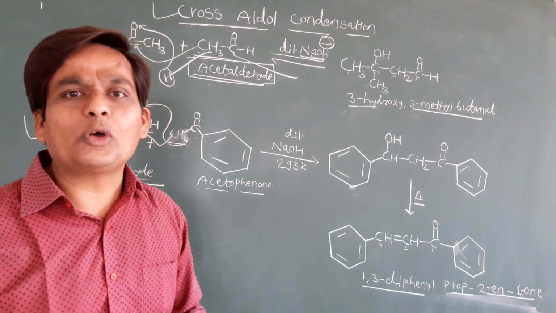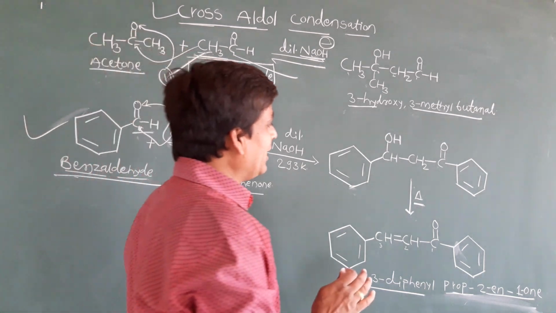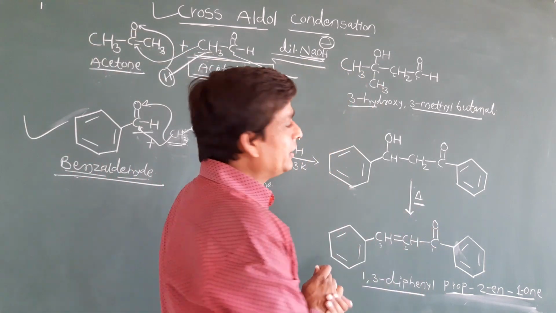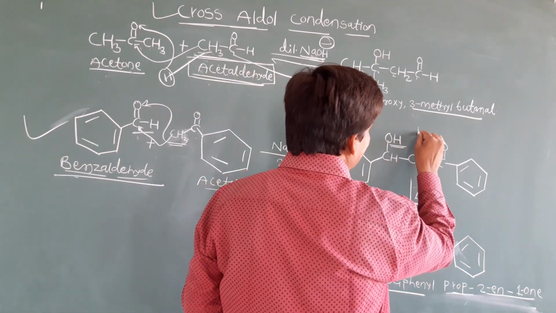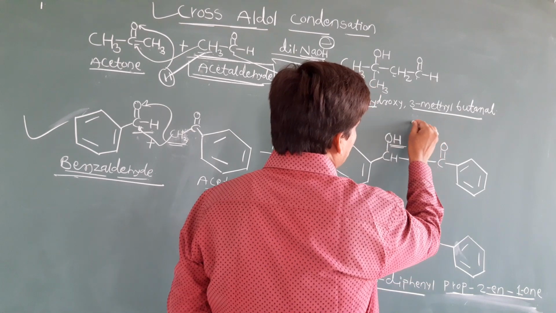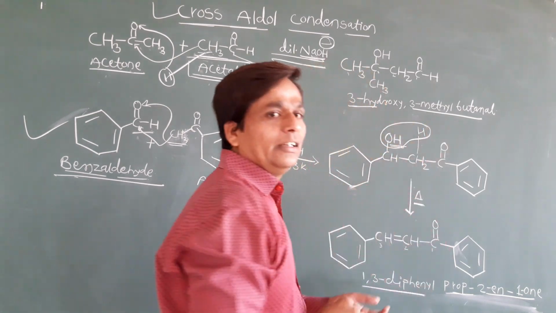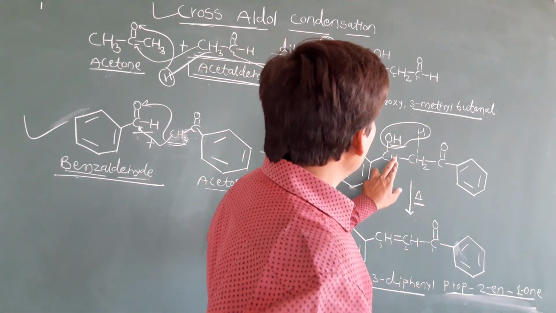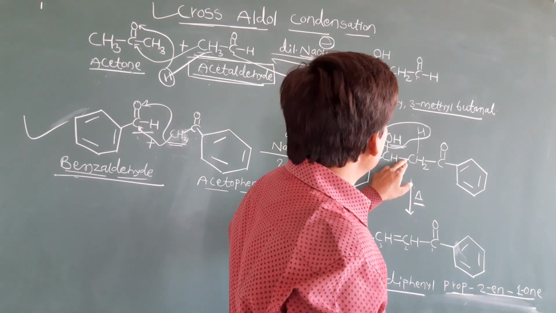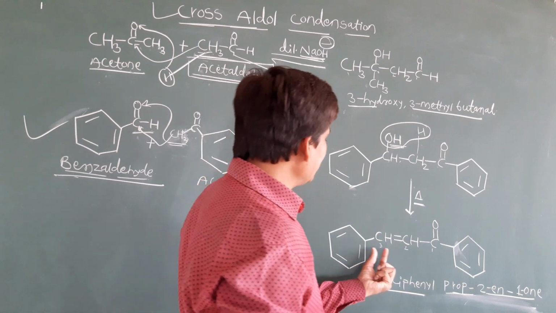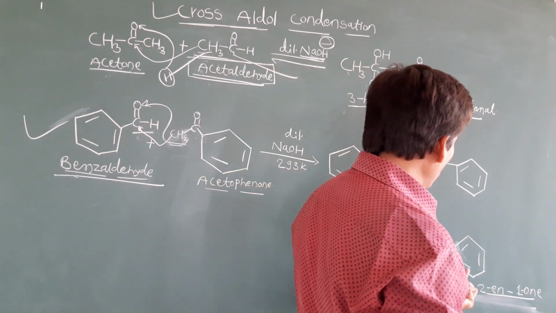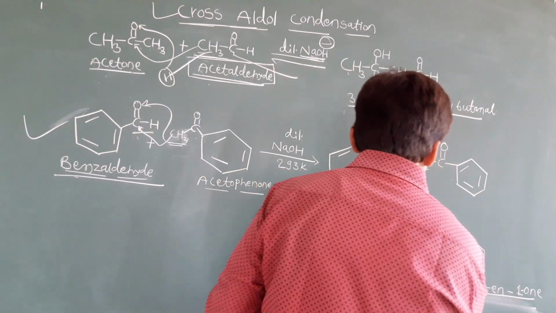It loses a water molecule; it undergoes dehydration. How is the water molecule removed? This OH will be removed along with one hydrogen from this CH2. Students, this OH and this H are removed. Now a double bond comes: CH double bond CH, and the remaining structure stays as it is. Benzene ring, CH double bond CH, C double bond O, and this other benzene ring.